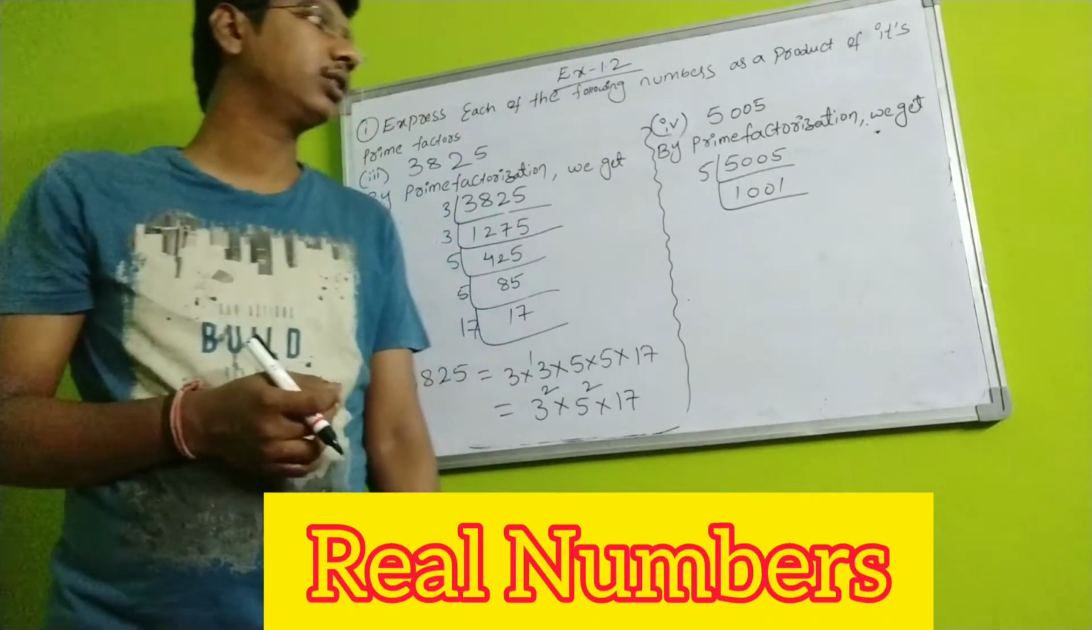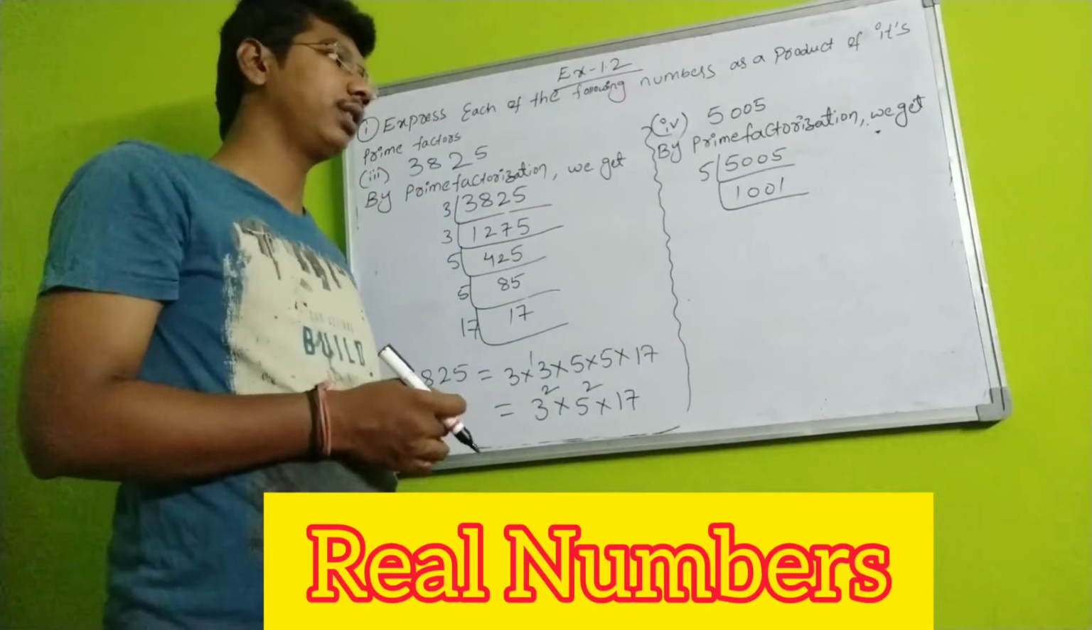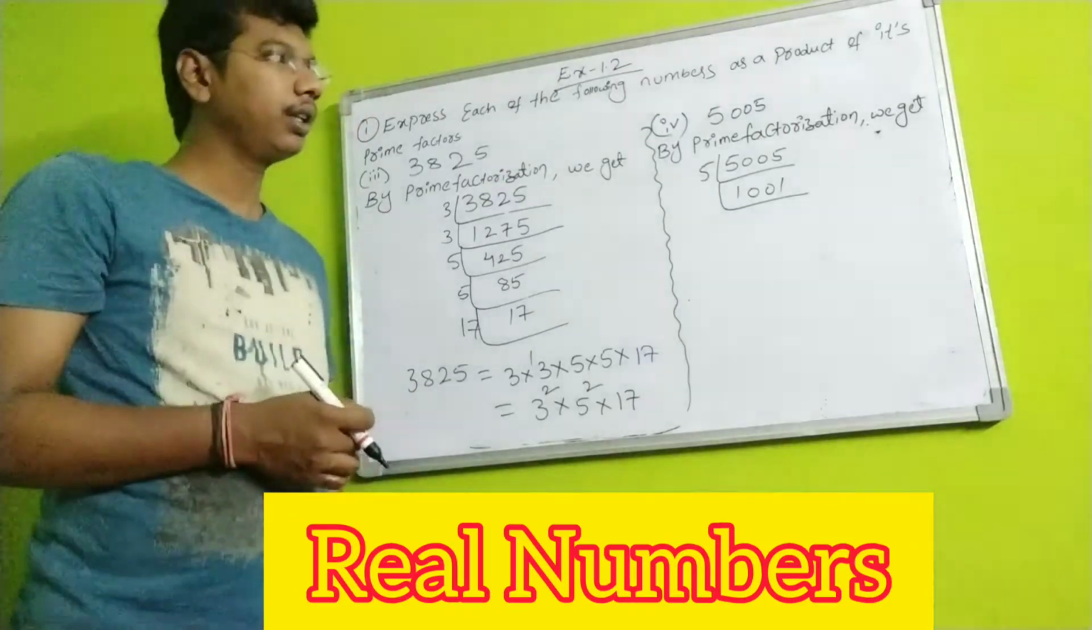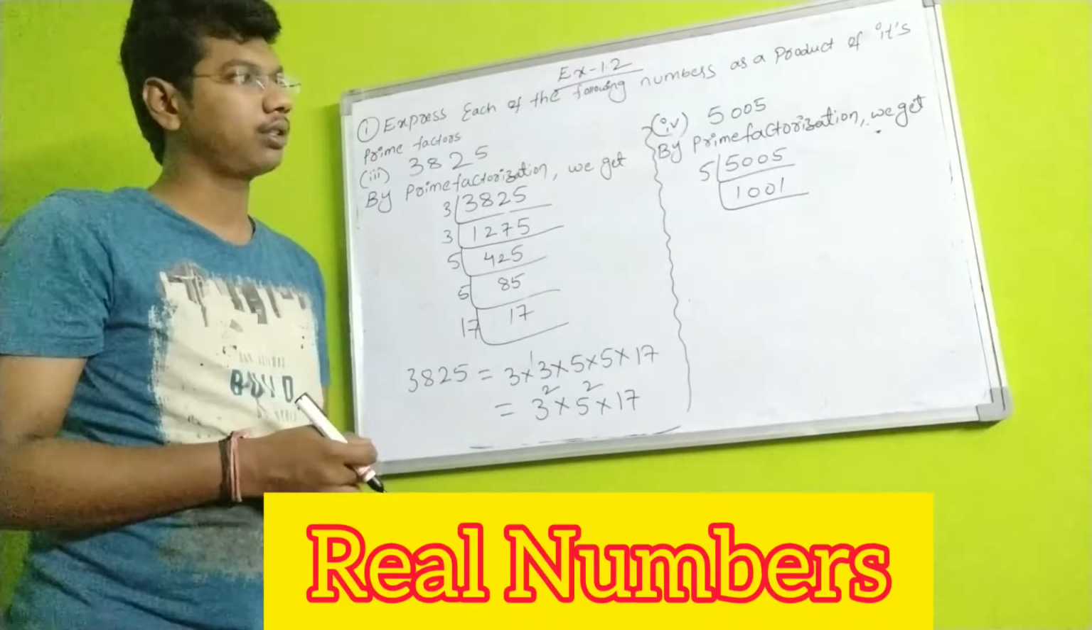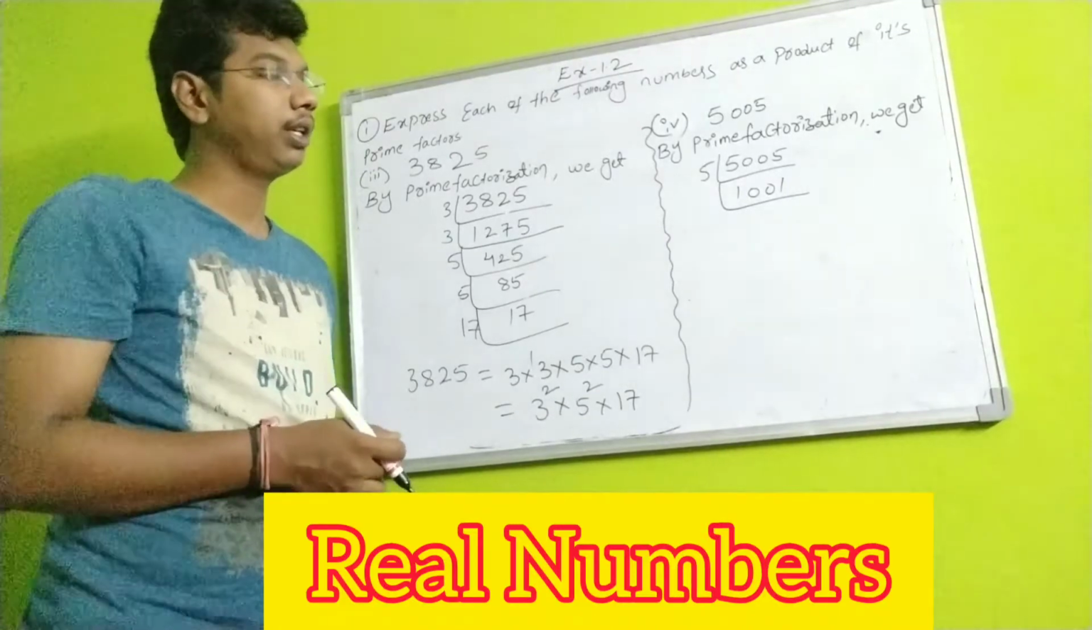Why? Because the last digit should be 0 or 5. Okay. Next, 5 is not divisible. 6 not divisible. Yeah, 7. Check 7.